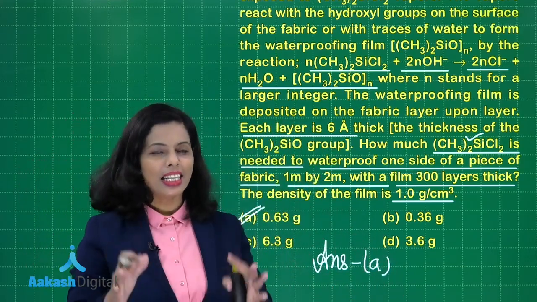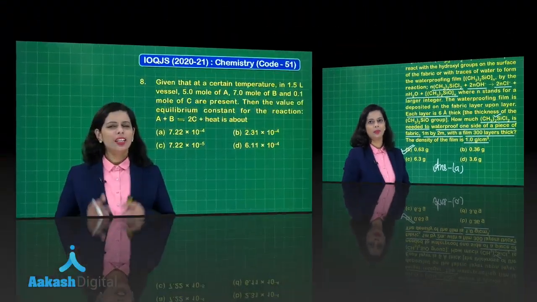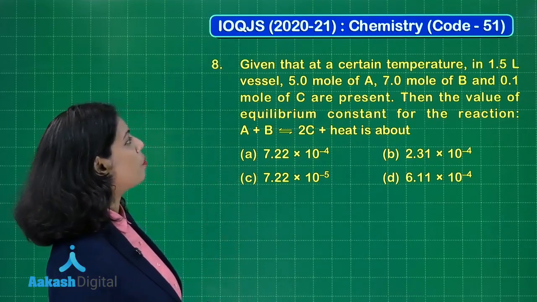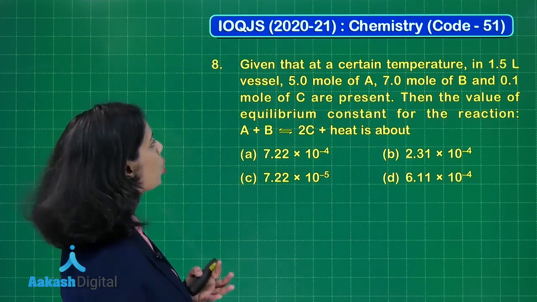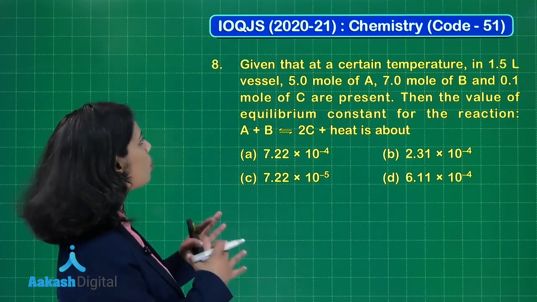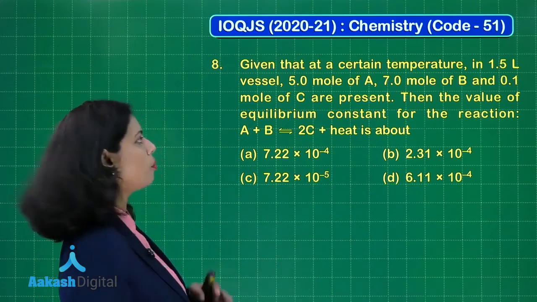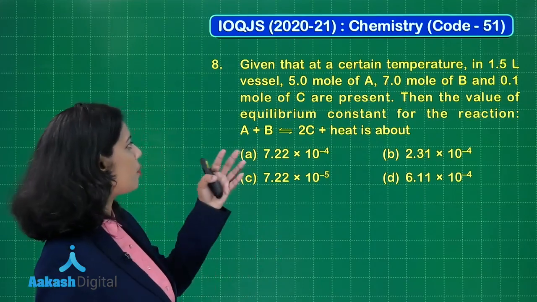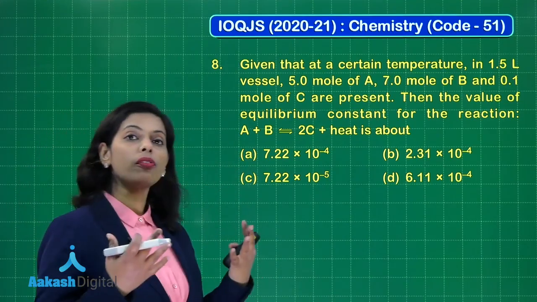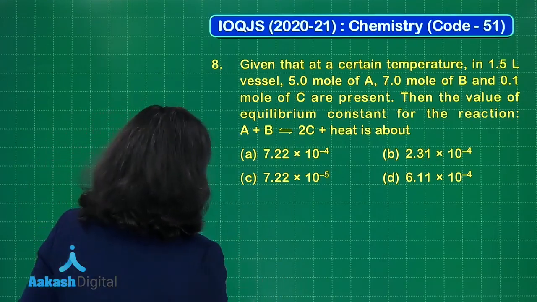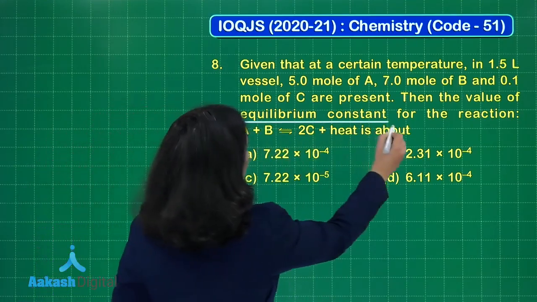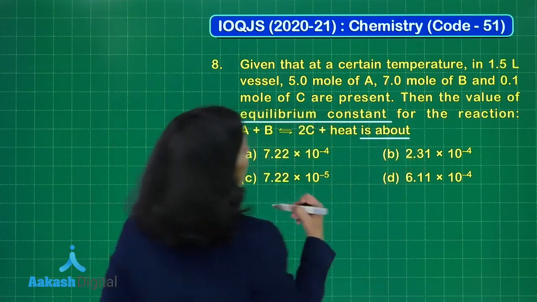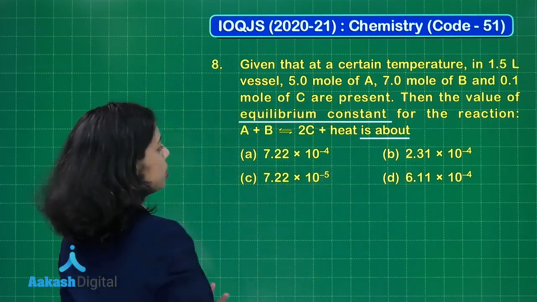Okay, now the turn is for the next question. Let's move towards that. Now students, it's a turn for the next question. That's question number 8. Given that at a certain temperature in a 1.5 liter vessel, 5 mole of A, 7 mole of B and 0.1 mole of C are present, then the value of the equilibrium constant for the reaction you need to find out, and the reaction is given here. A plus B is giving you 2C, and there is the evolution of heat also. What you need to find? It's clearly given in the question that the equilibrium constant you need to find out, and you have to choose the correct answer from the given options.